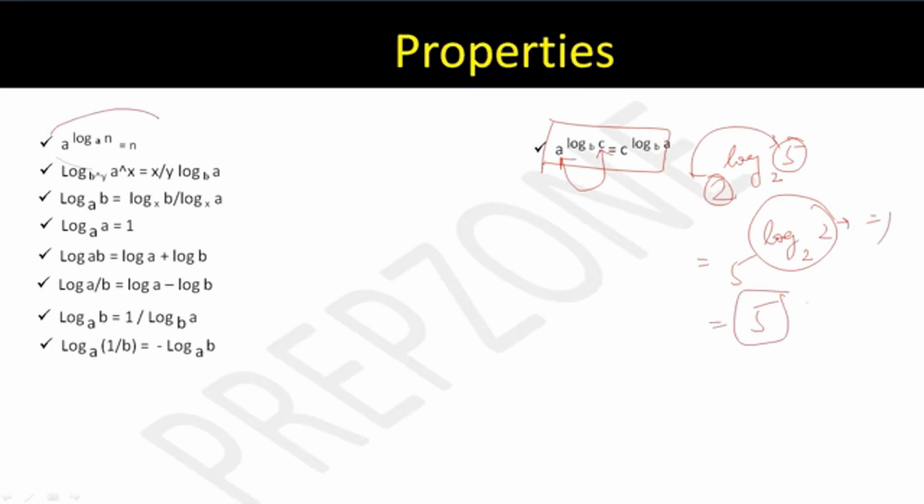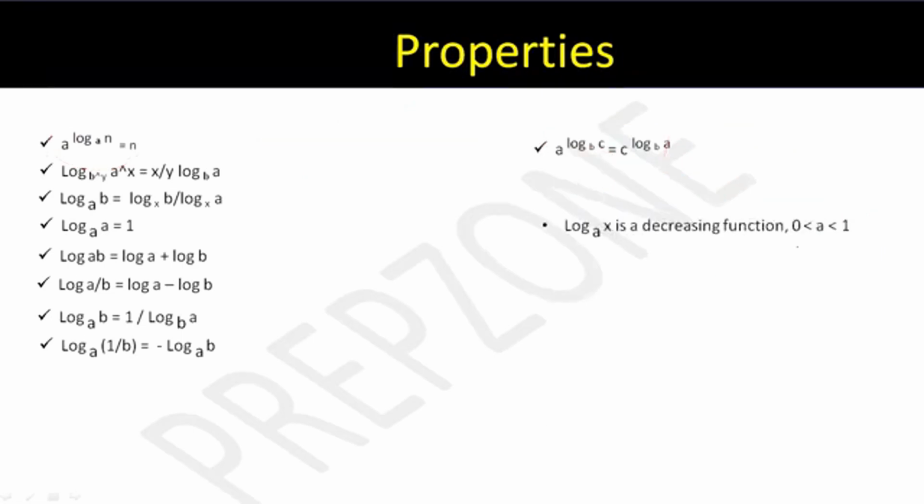Now guys, if you see, this property is directly an application of this, right? Just put a equals to b. So the final answer will be c, which is equal to N here. That's it. Let's move on to the next property.